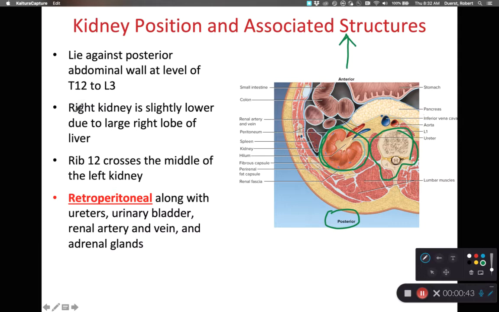The top half, the superior part of the kidney is going to be covered up by the floating ribs, and then the inferior part of the kidney is actually going to be exposed and not covered up by the rib cage. So they typically go from T12, the most inferior floating vertebrae, or rib I should say, all the way down to L3. And as we look at these, our right kidney is going to be slightly lower than the left kidney because we need to make room for the right lobe of the liver. Rib number 12 is going to go across the middle of the left kidney. So as we're looking at the left kidney versus right kidney, the right kidney is going to be more exposed or less covered by the rib cage than the left kidney is.